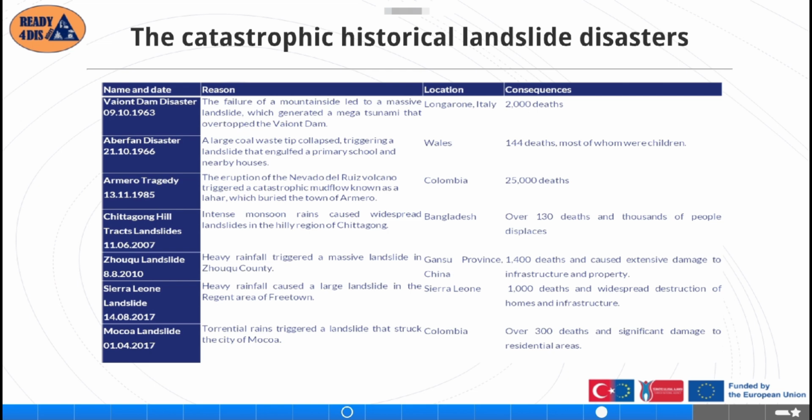In 2017, a major landslide in Sierra Leone led to hundreds of fatalities and widespread destruction. Also in 2017, the Mocoa landslide in Colombia occurred after intense rainfall and resulted in the deaths of more than 300 people. These events demonstrate that landslides are not merely natural processes, but major disasters that profoundly affect societies.